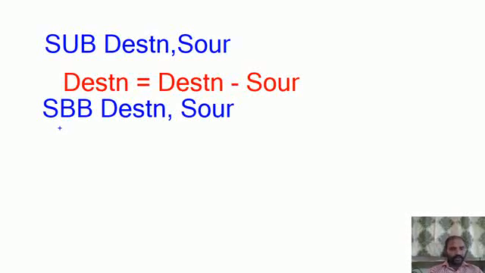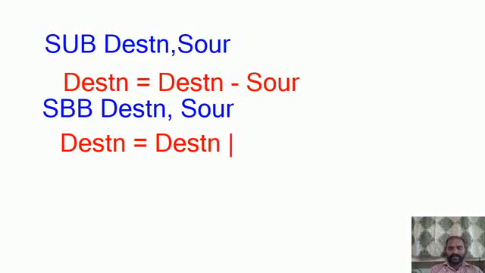If you want the explanation for that, I'll take the red pen to differentiate it. Destination equals destination minus source minus carry flag. The SUB instruction subtracts the source from the destination, but the SBB instruction subtracts the source from the destination along with the carry flag and updates the conditional flags. Except the parity flag, all the flags are updated. So that is the SBB instruction.